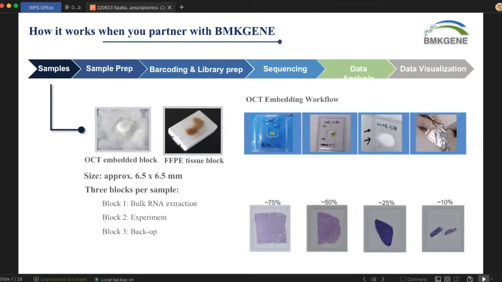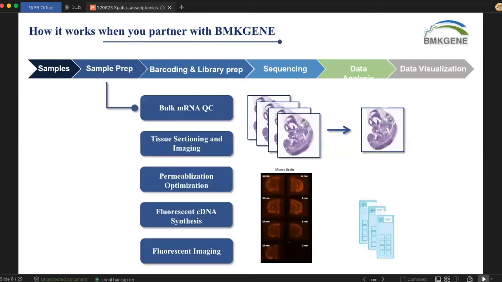So we will do a bulk RNA extraction and sequencing from block 1. And once we are happy with the RNA quality, we'll move on to the real experiment with the second block, and we'll always have a block as a backup just in case something happens in the middle. So this is what we will do from our side.